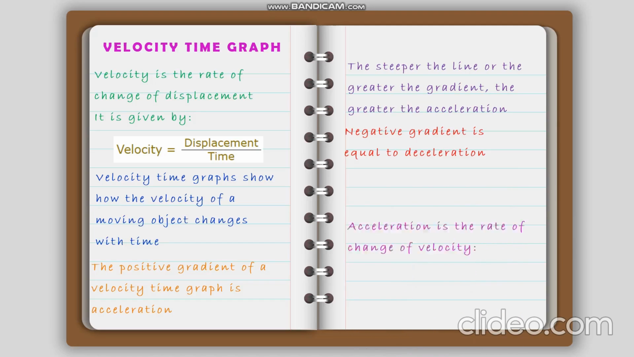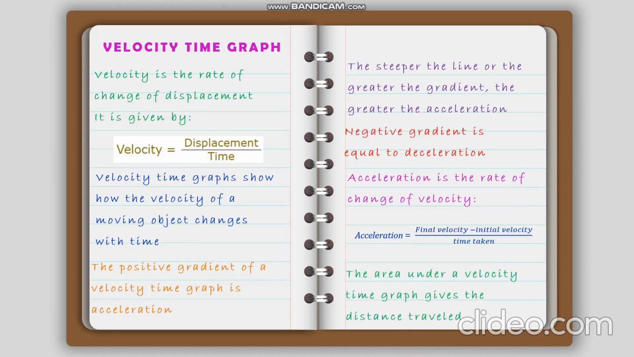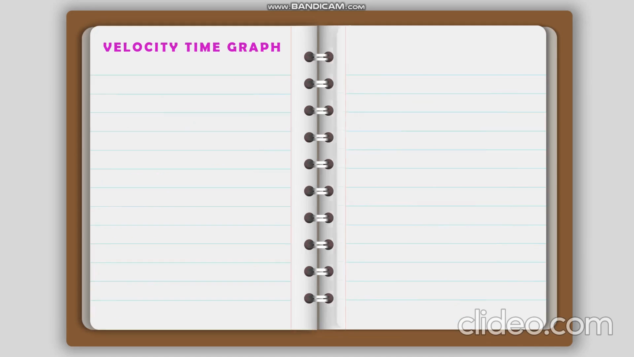And we define acceleration to be the rate of change of velocity, and is given by the formula: acceleration is equal to final velocity minus initial velocity over the time taken. And you need to know that the area under a velocity time graph gives the distance traveled in a specific direction.